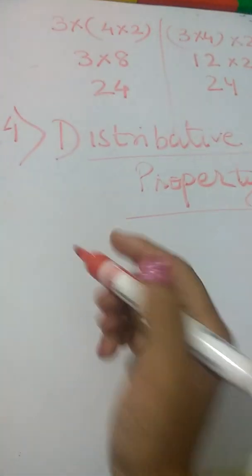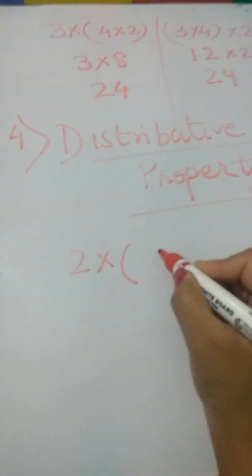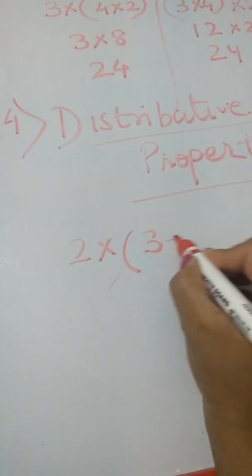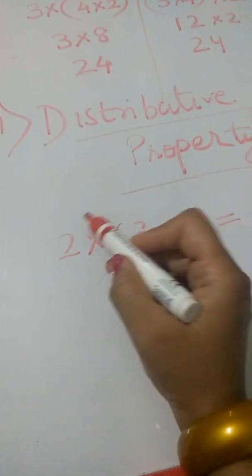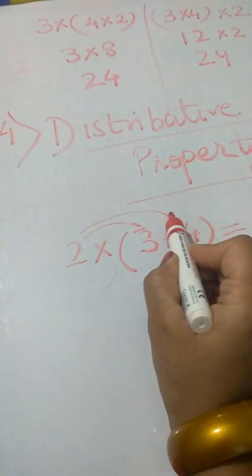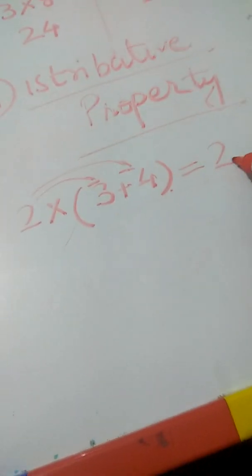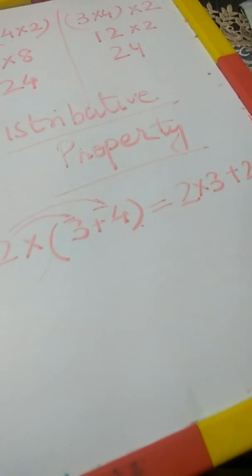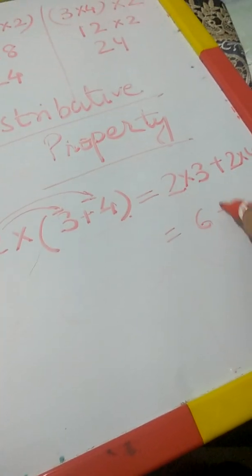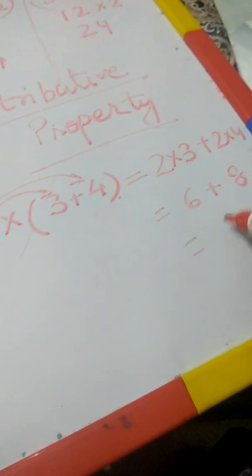Let us see. If I have 2 into 3 plus 4, I can write it as 2 multiplied with 3 plus 2 multiplied with 4. This is distributed to both of this. 2 multiplied with 3 plus 2 multiplied with 4. This gives me 6 plus 8. Right? And this gives me 14. Answer will remain the same.